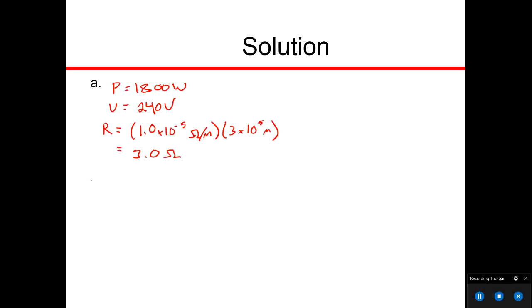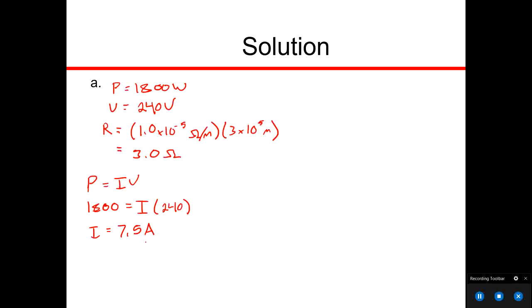So the first thing we can figure out is the current that our electricity is traveling using P equals IV, because we have our total voltage and our power. P is 1800 watts, equals I times voltage, 240 volts. So we get that the current will be 7.5 amps.